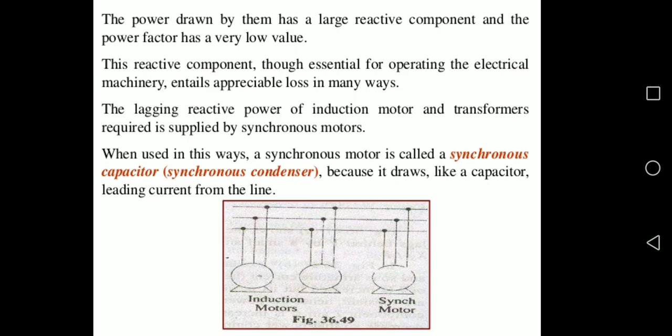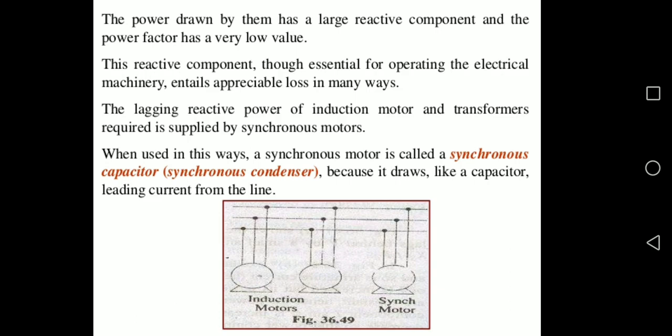The power drawn by them has a large reactive component, and the power factor is very low for induction machines and transformers. This reactive component, though essential for operating the electrical machinery, is lost in the main. The lagging reactive power required by the induction motor and transformer is supplied by the synchronous motors.